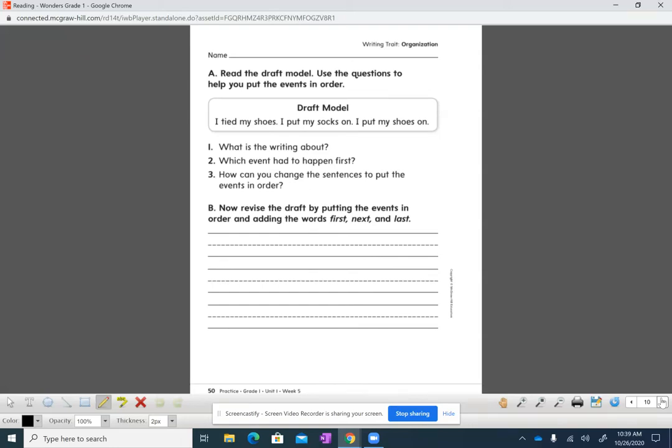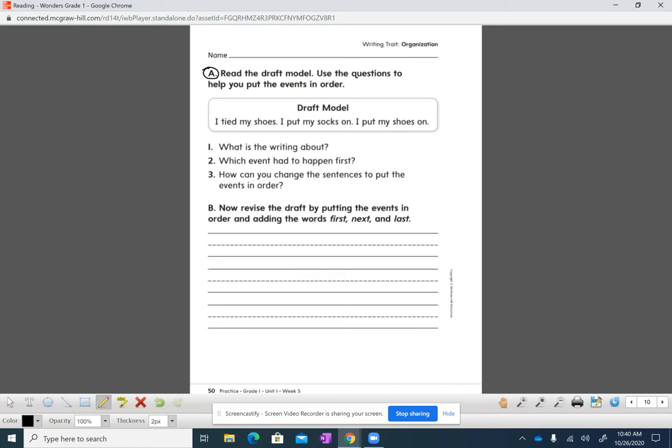Hi friends. Today we are going to take a look at a draft model and answer some questions to put things in the right order. So first, if you look next to the letter A at the top, it says read the draft model. Use the questions to help you put the events in order.